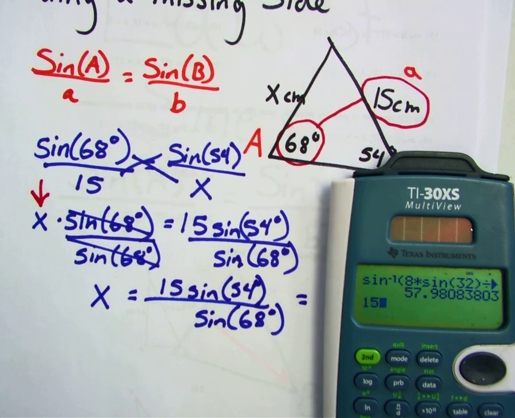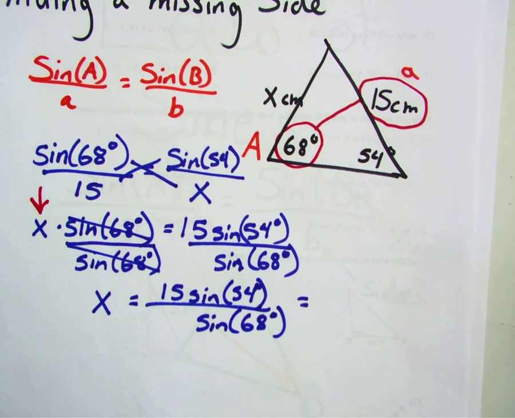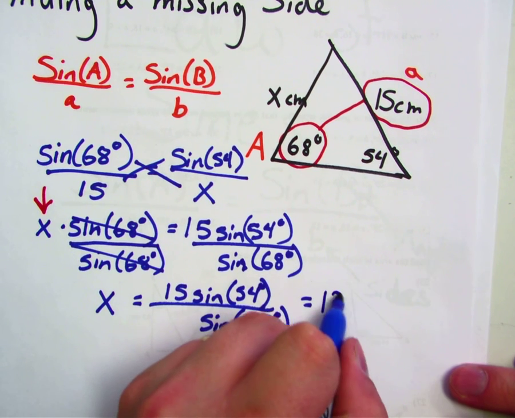We're going to type in 15 times the sine of 54. Make sure you close that parenthesis. If you don't close that parenthesis, it's not going to work. And then divided by the sine of 68. And if we type everything in correctly, we should get an answer here. So that would be 13.1 if we rounded to the nearest tenth, 13.1 centimeters.